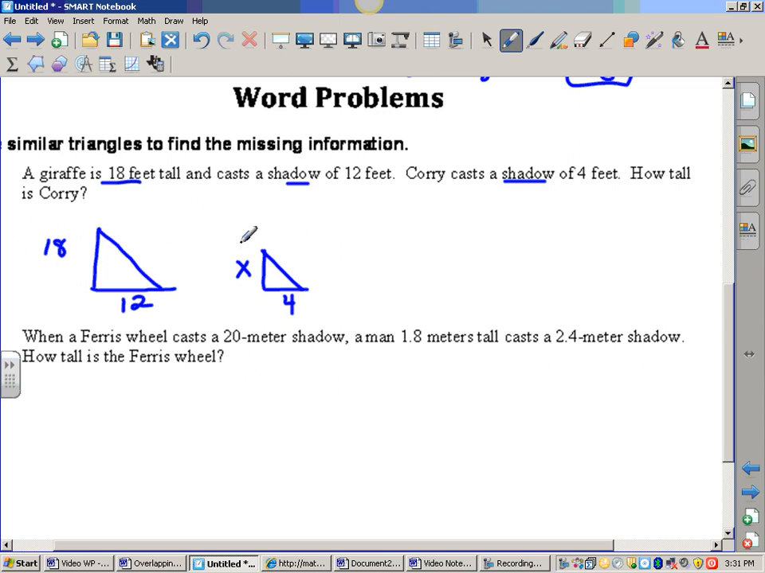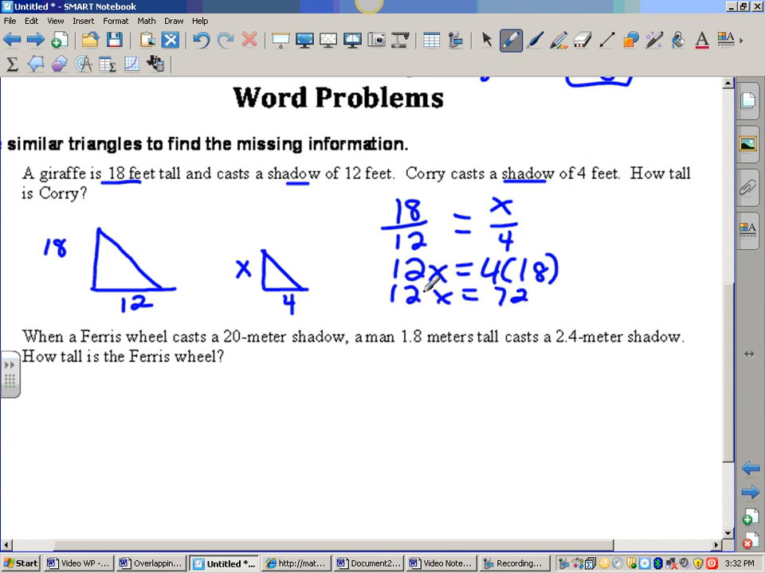Forming our two similar triangles, you're going to set up your proportion. 18 is to 12 as x is to 4. Whenever you have two fractions set equal, you're going to cross multiply, and you get 12x equals 4 times 18. 12x equals 72. Divide by 12, and you get x equals 6. That's Corey's height, 6, because they're in proportion to each other.